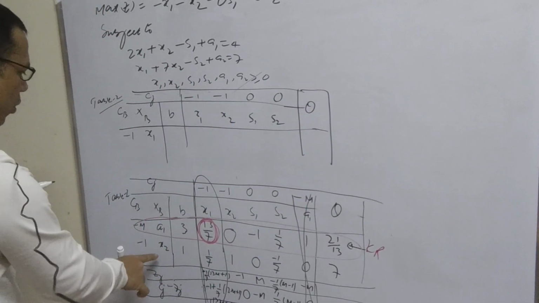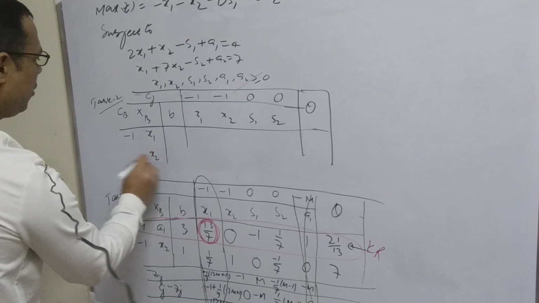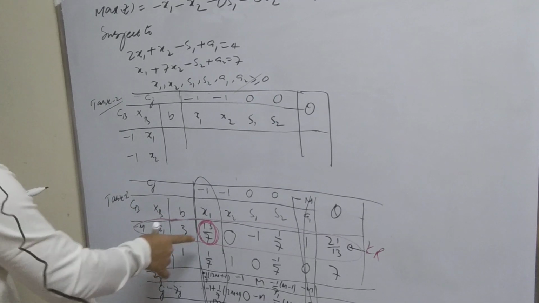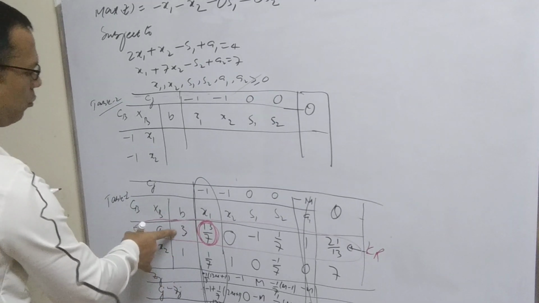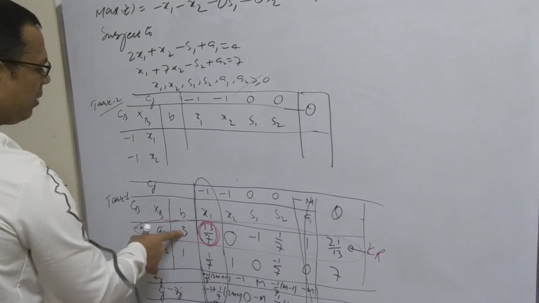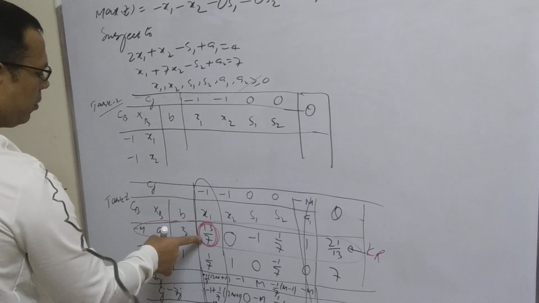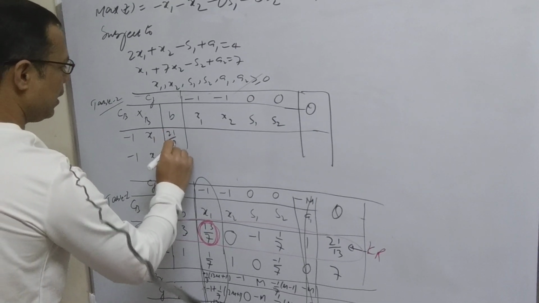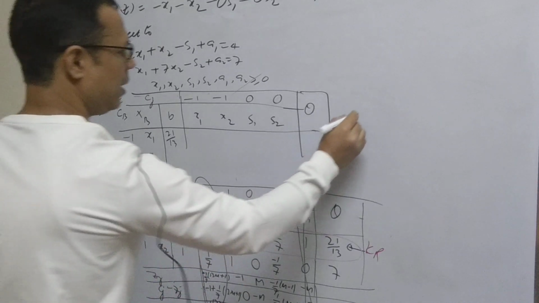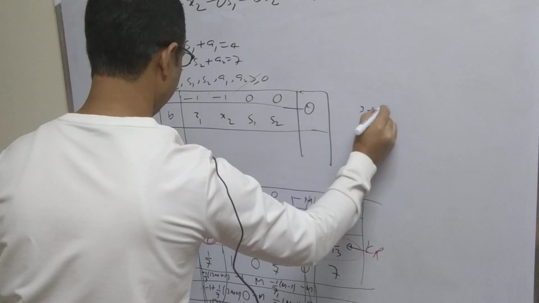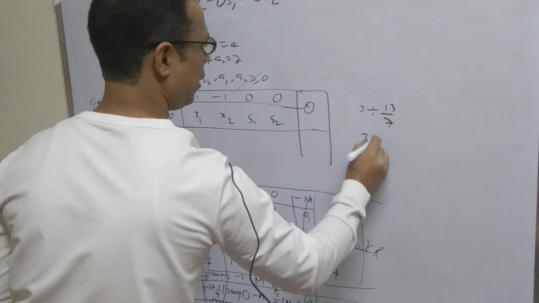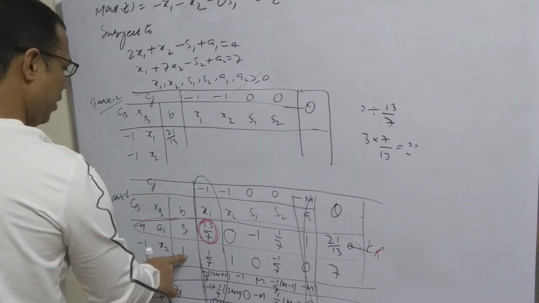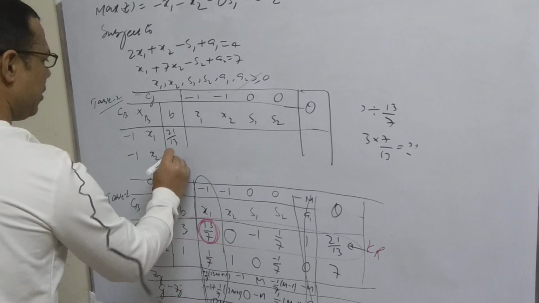Similarly, because we are not going to make changes here, this variable is not going to change. And what will be the result? We have to make these values 1. It means we need to divide all these values by itself. So 3 divided by 13 by 7 is 3 into 7 by 13, 21 by 13. So you need to write 21 by 13 here. Then 1 divided by 1 by 7 will be 7.